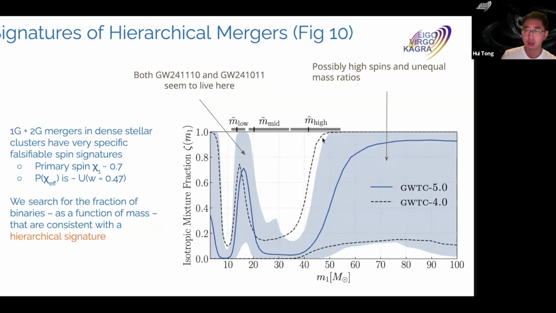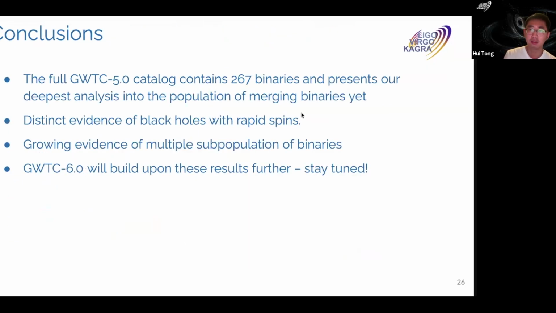And just to close up, the full GWTC 5 catalog contains 267 binaries and presents our deepest analysis into the population of merging binaries yet. We see distinct evidence of black holes with rapid spins, and also growing evidence of multiple subpopulations of binaries. And GWTC 6 will build upon these results further, so stay tuned for our next data release. I'll end here and am happy to take any questions.